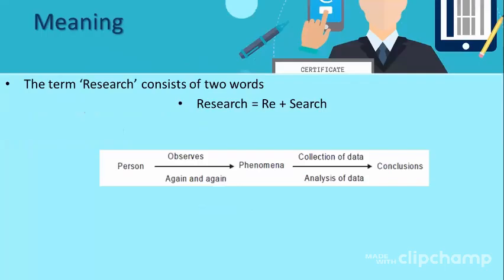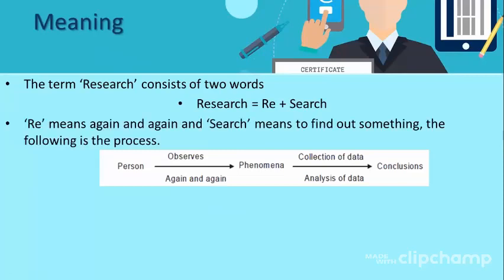Research methodology. If you see the word research, you can see that this word consists of two words, re and search. So re and search, these two words become research. So what does re mean? In English, re means again and again. If we want to say redo, that means doing it again and again.